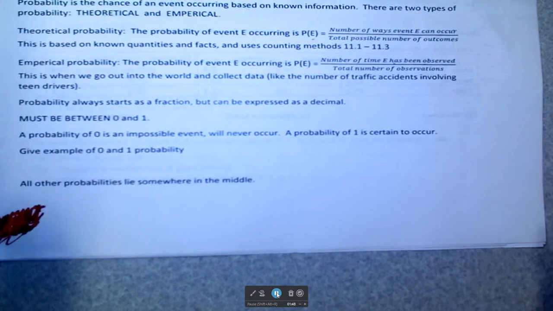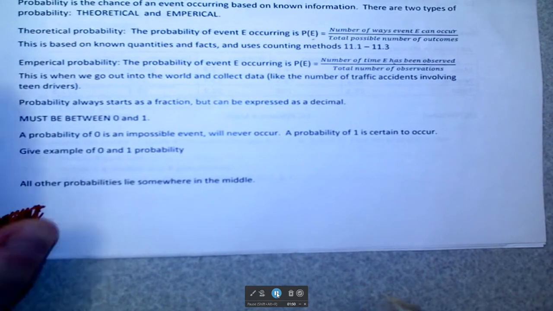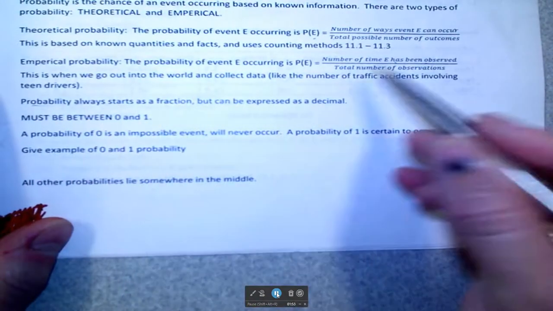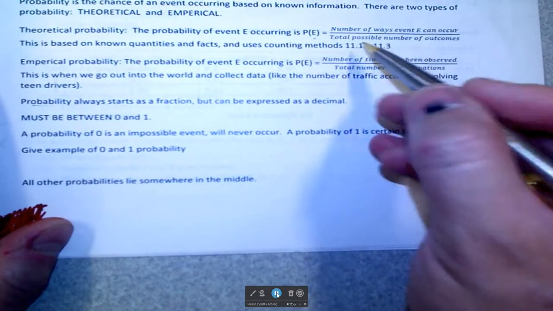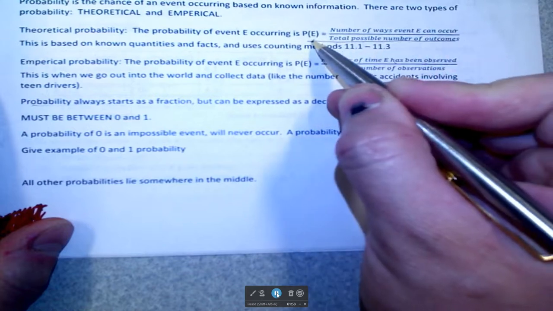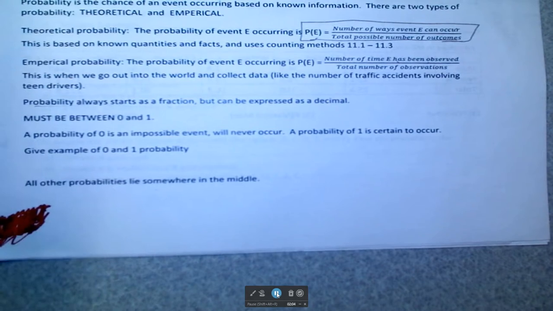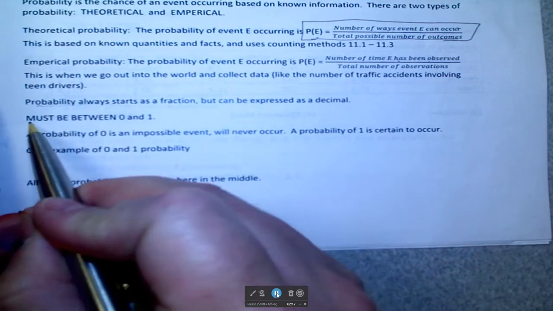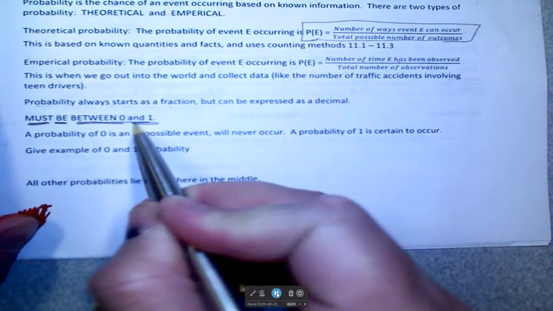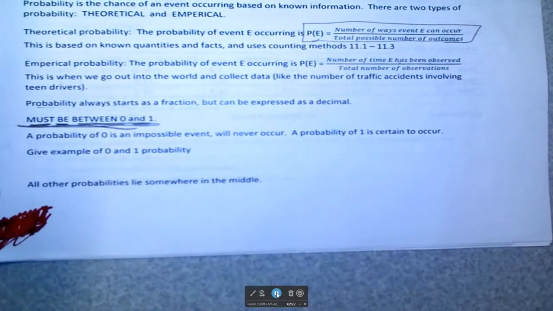But before we do that, let's talk about a couple of really important facts. Number one, probability should always start as a fraction. Why? Because the definition is a fraction. In my class, if I ask you a probability question and I don't see a fraction, I don't grade it. It's wrong. It's got to start as a fraction. That fraction can be turned into a decimal, but if you turn a probability into a decimal, it must be between 0 and 1. What does this mean?